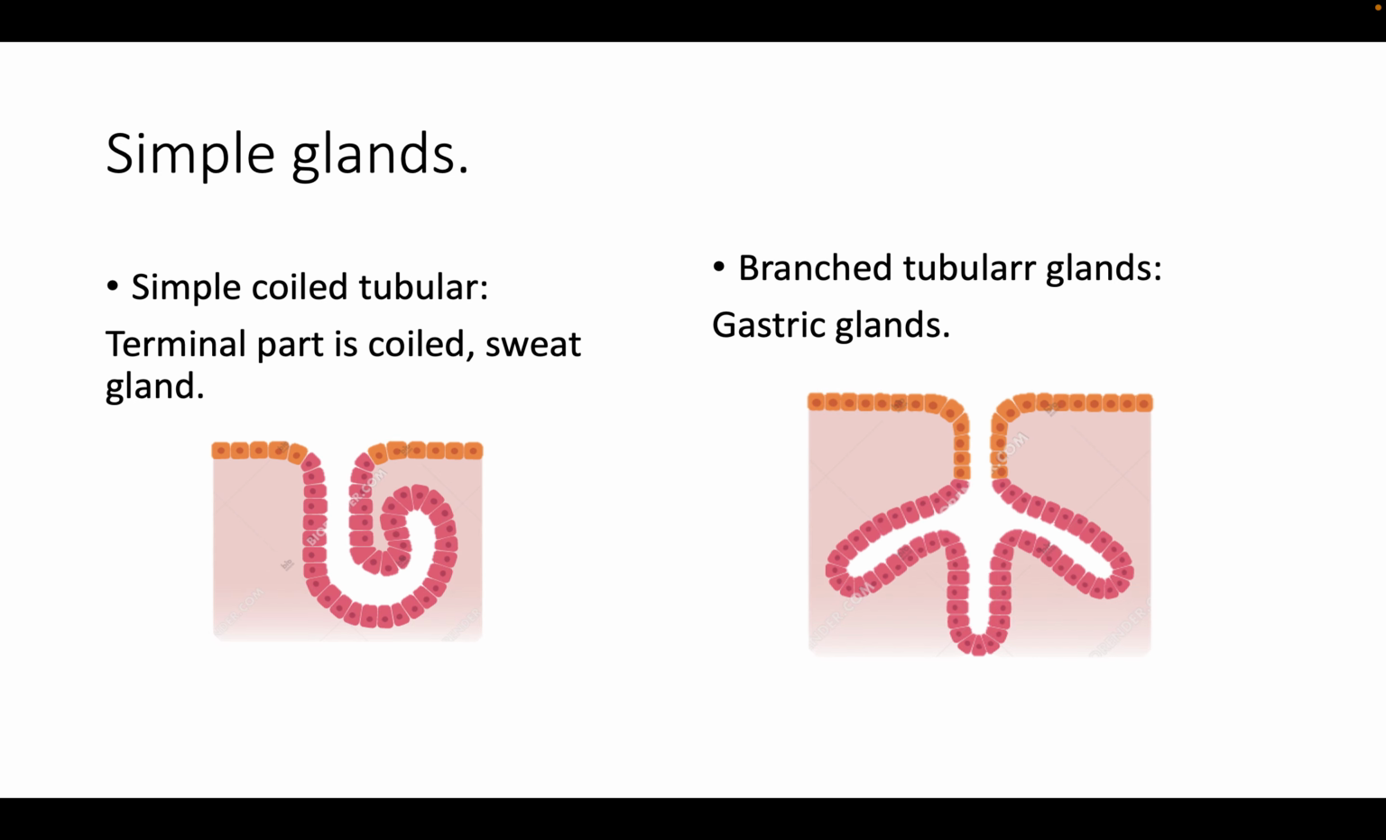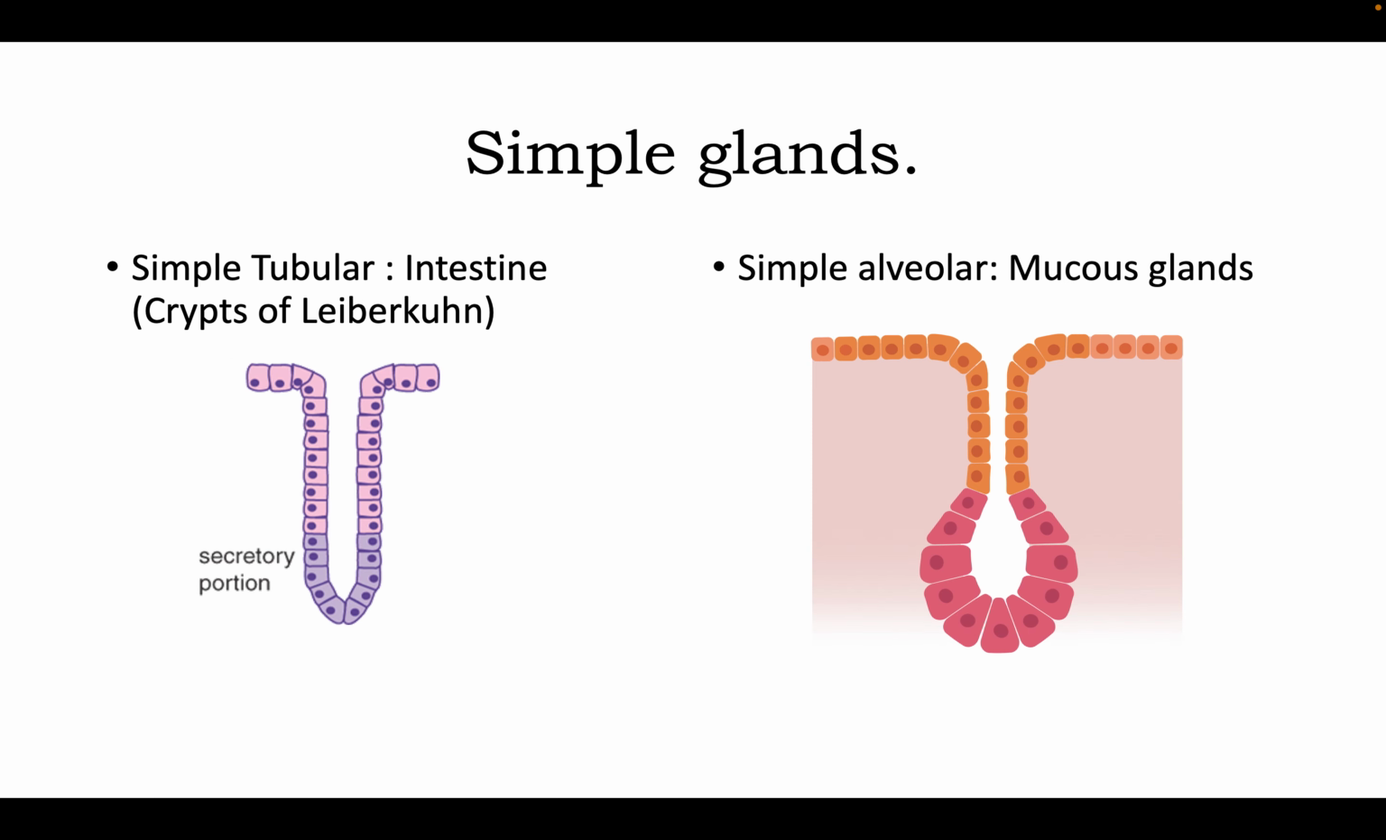But we can also classify them depending on their shape. Here we have the simple tubular. This type is found in the crypts of Lieberkühn in the walls of the mammalian intestine. This is the type of gland where it looks tubular. And then we have the simple alveolar. So we can label this part.